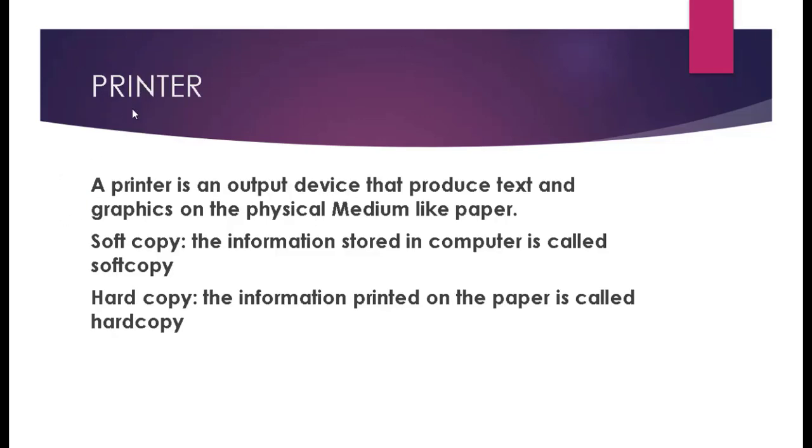The device we are going to learn is printer. A printer is an output device that will produce text and graphics on a physical medium like paper. That is, there are 2 types of information that we can get from the computer. One is soft copy. Soft copy means the information stored in the computer. Hard copy is the information printed on paper.